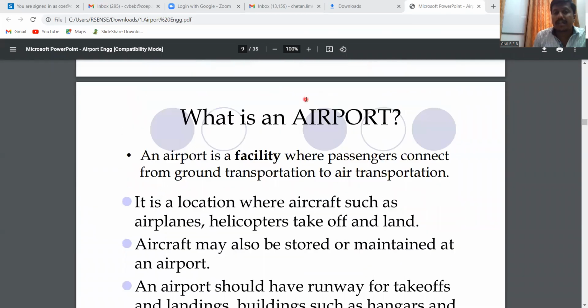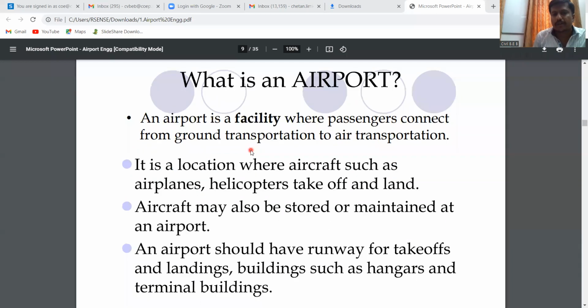Okay, now what is an airport? So an airport is a facility where passengers connect from the ground transportation to the air transportation. It's a facility that we are going to provide. So it is a location where aircraft such as airplanes or helicopters take off and land. It also may be stored or maintained at the airports.